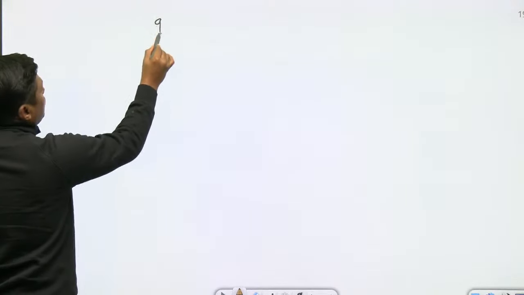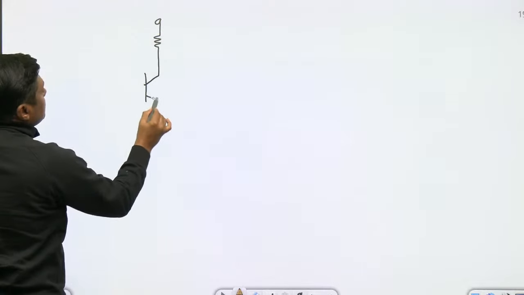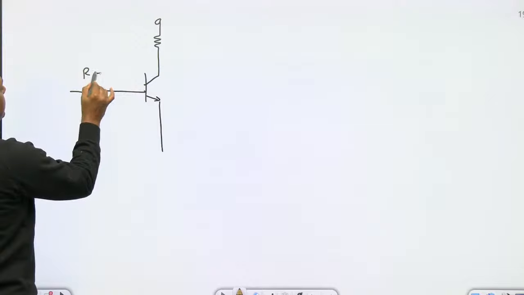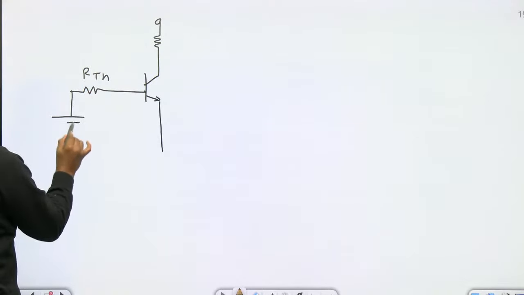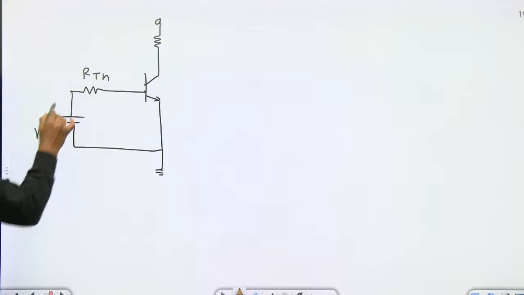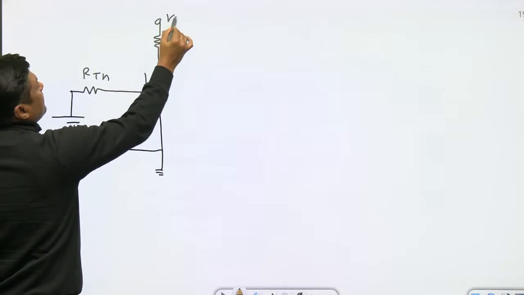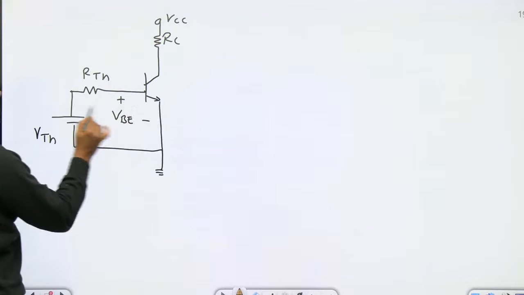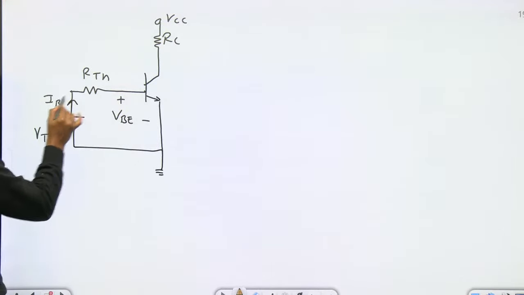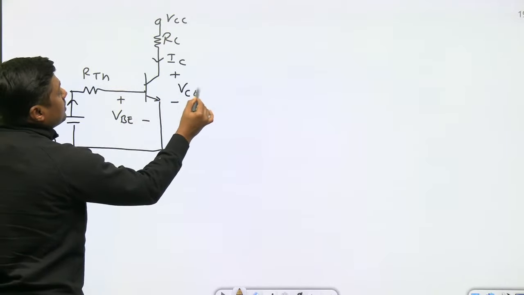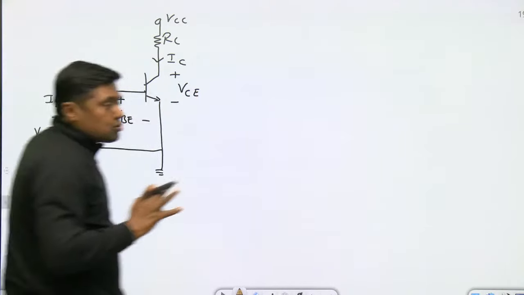Once you get R1 parallel with R2 and VTH, this circuit is converted into a simple circuit with RTH and this VTH. Already we have solved this circuit, that is the first diagram. Once you get the VB, you can find the value of IB, you can find the value of IC, and then finally you can find the value of VCE. So that is one approach to solve this question.